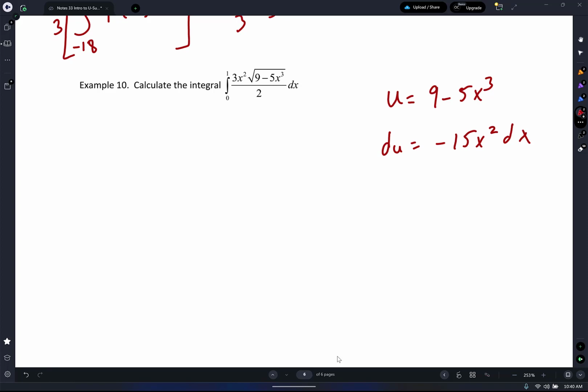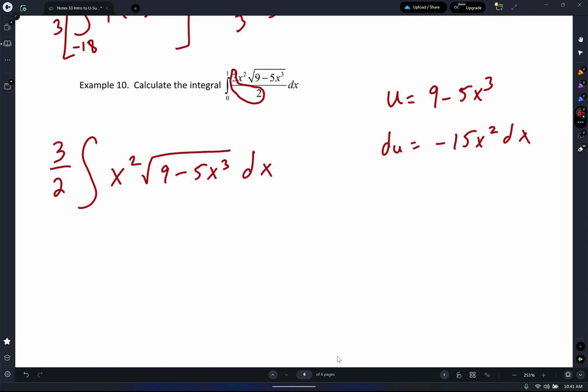Before you do anything, here's what I'm going to do. You see that 3/2? I'm going to move it to the outside, because I can do that. It's just a constant. I'm not writing limits yet. Well, I mean, it's safe to write limits because this is in terms of x anyways. So you can write the limits. It's when you start writing in terms of u that you change them. Oh yeah, that's a constant.